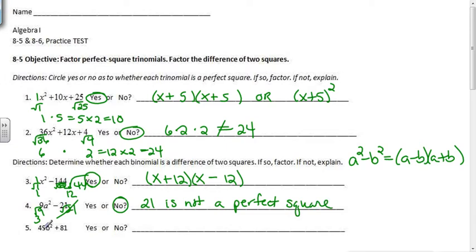Okay, number 5. Well, it's got two terms, but it doesn't have a minus sign. So it doesn't meet the fact that it's a difference of two squares. That's a sum of two squares. You can't factor the sum of two squares. So you say no.